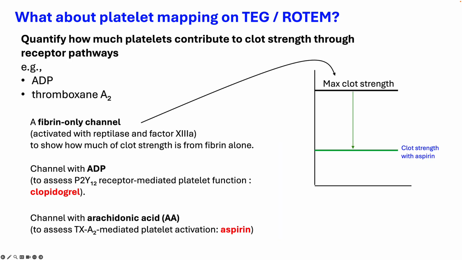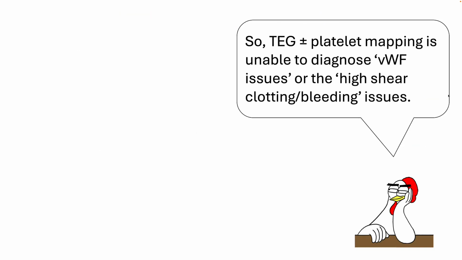So what about platelet mapping on TEG or ROTEM? Now platelet mapping on TEG and ROTEM are tests to quantify how much platelet contribute to clot strength through the receptor pathways, and it's used to check the function of aspirin or clopidogrel. So you can get the max clot strength using fibrin-only channel, and say for example your patient was on aspirin, you should see a reduced clot strength, and that would mean that aspirin is working fine. However, if your clot strength is higher, that would mean aspirin resistance. So TEG and platelet mapping is unable to diagnose the von Willebrand factor and platelet interaction issues.